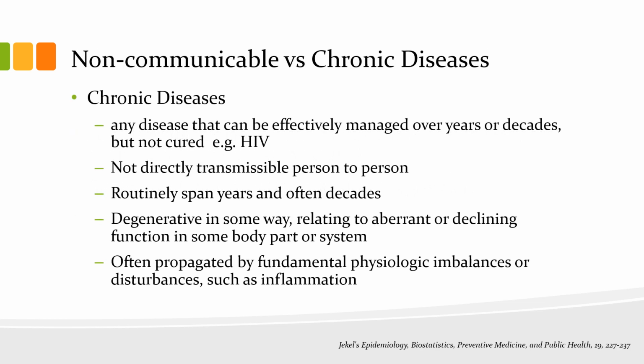So it is any disease that can be effectively managed over years or decades but could not be cured. Examples would be HIV, diabetes, hypertension, and the like. It is not directly transmissible from person to person, and it spans years, often decades, and in some way degenerative. It relates to aberrant or declining function in some body part or system. This is often propagated by fundamental physiologic imbalances or disturbances such as inflammation.